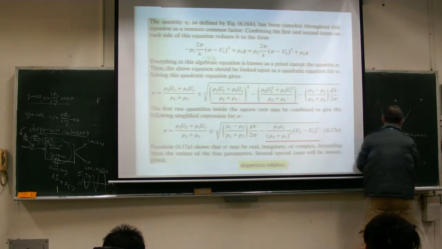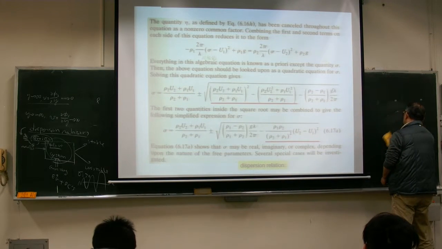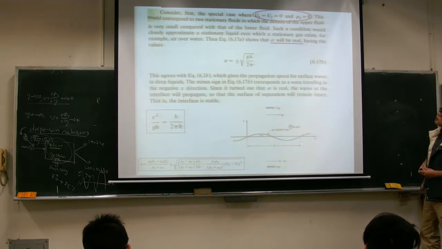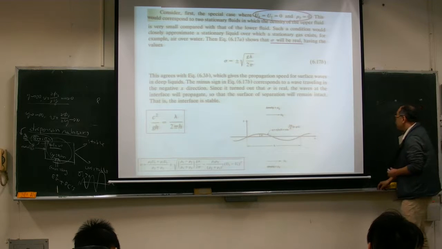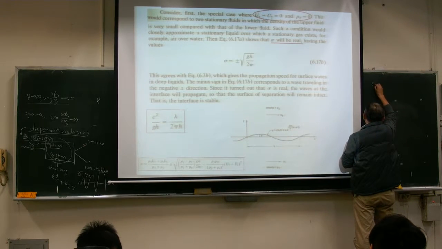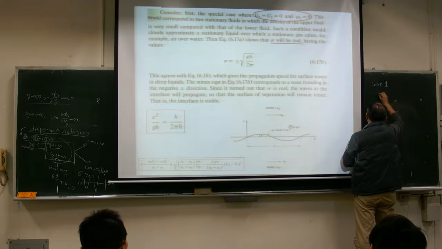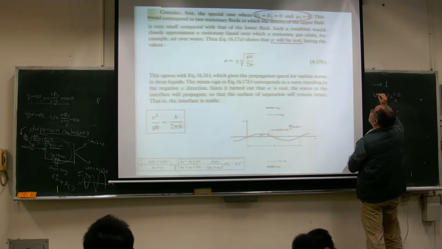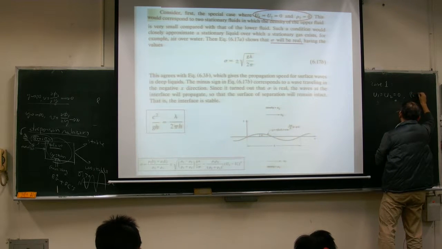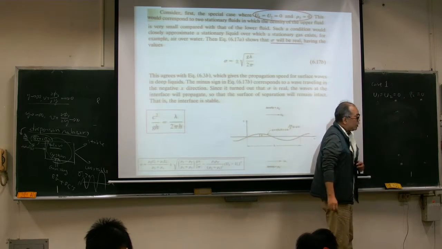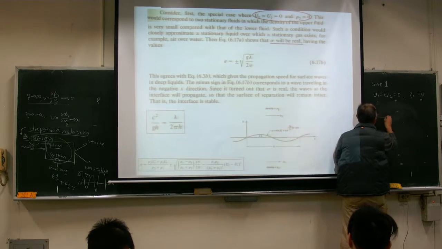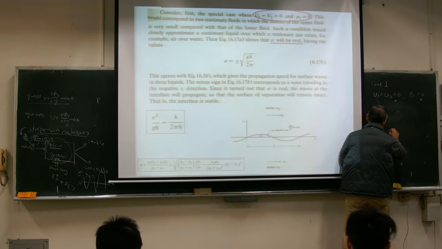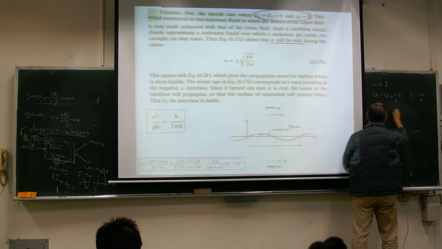Let's discuss the first case, based on this dispersion relation. This is case 1: u1 equal to u2 equal to 0, and rho 2 is equal to 0. What does this case mean? You have u1 here, u2 here, and the interface here. You have rho 2 here, rho 1 here.